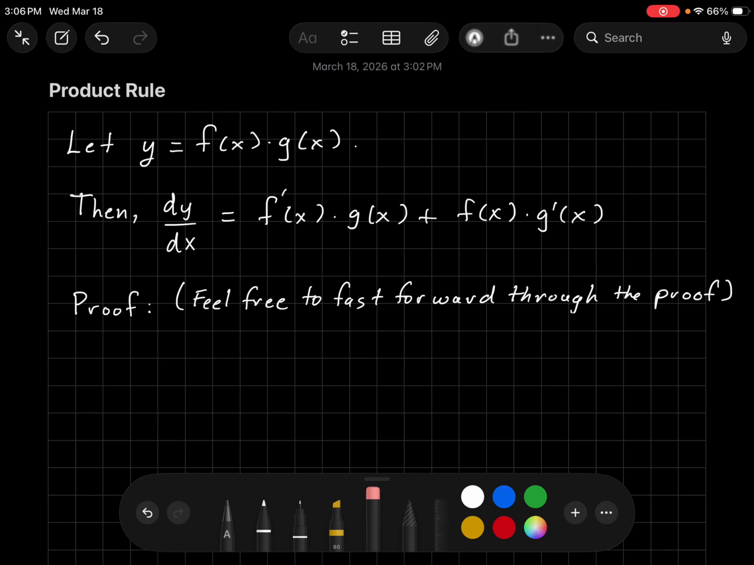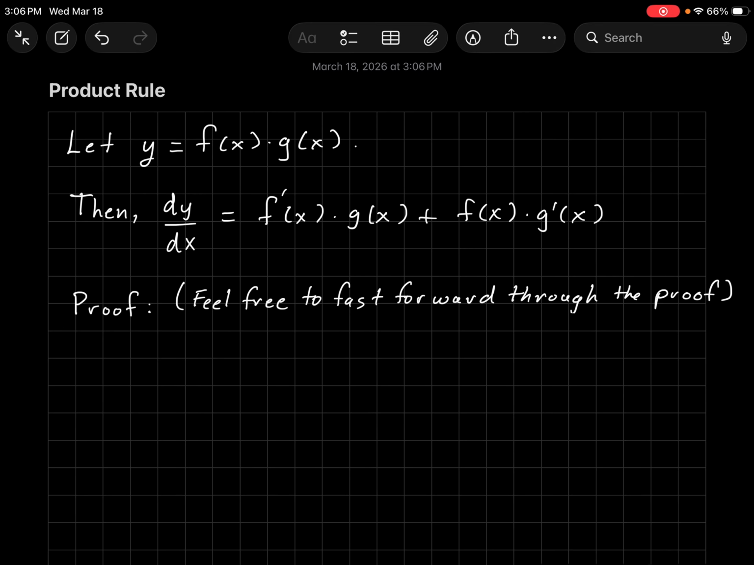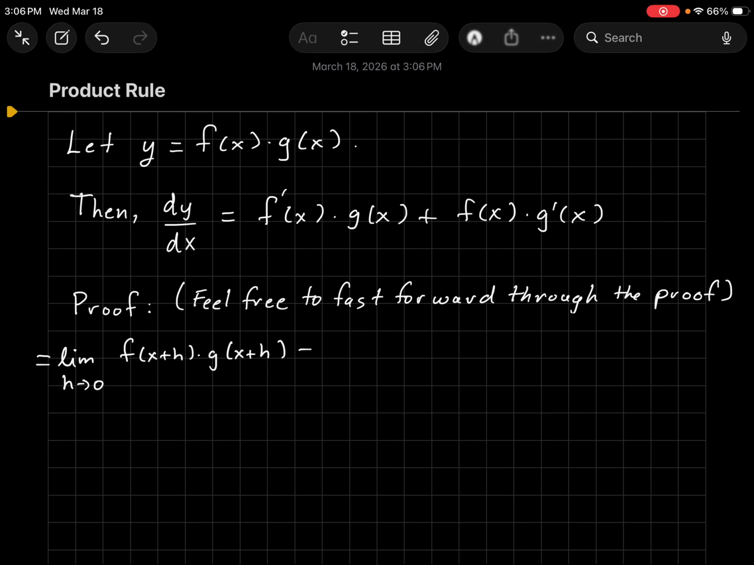So to prove a derivative rule, we need to go back and use the definition of the derivative, which is the following. It is the limit as h goes to 0 of y of x plus h, so f of x plus h times g of x plus h, minus y, or f of x times g of x, all over h. That's the definition of the derivative.